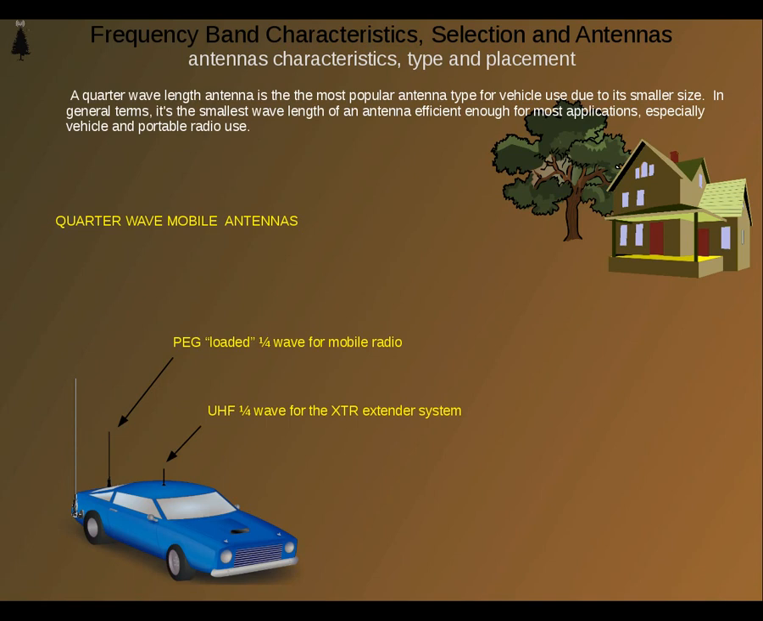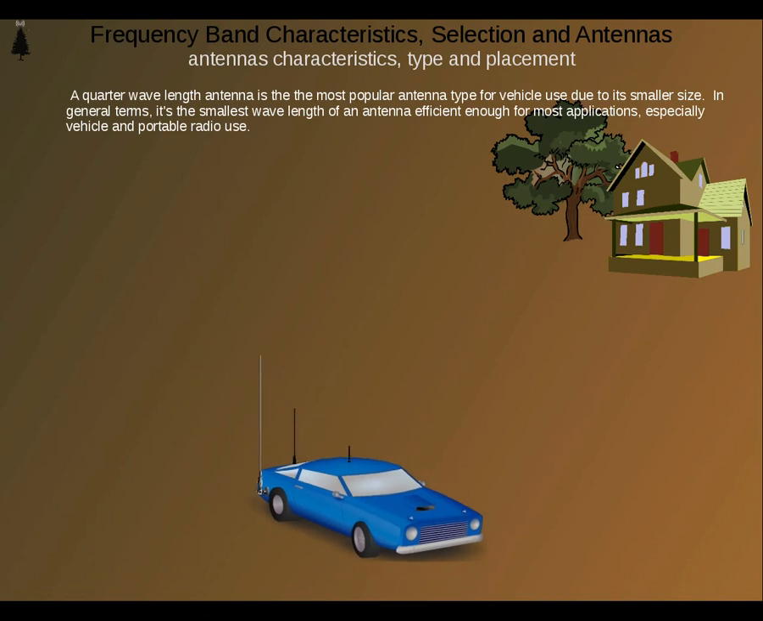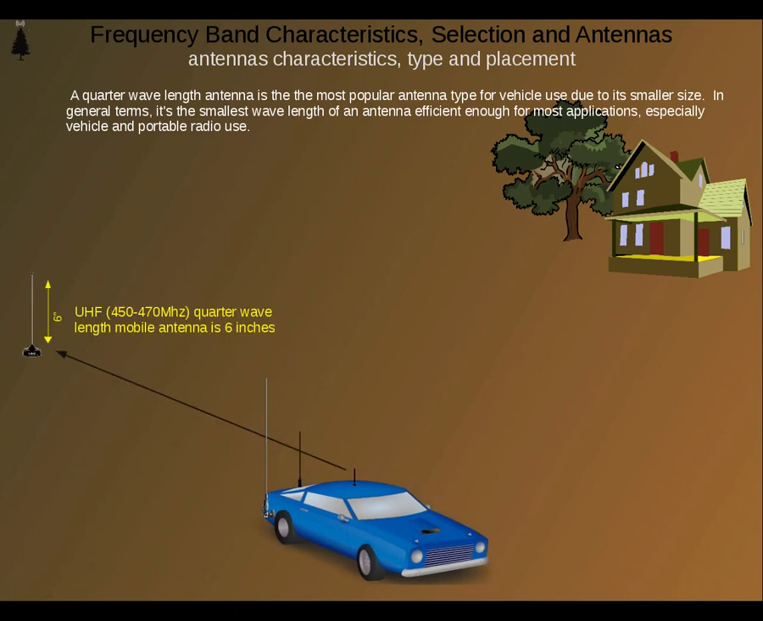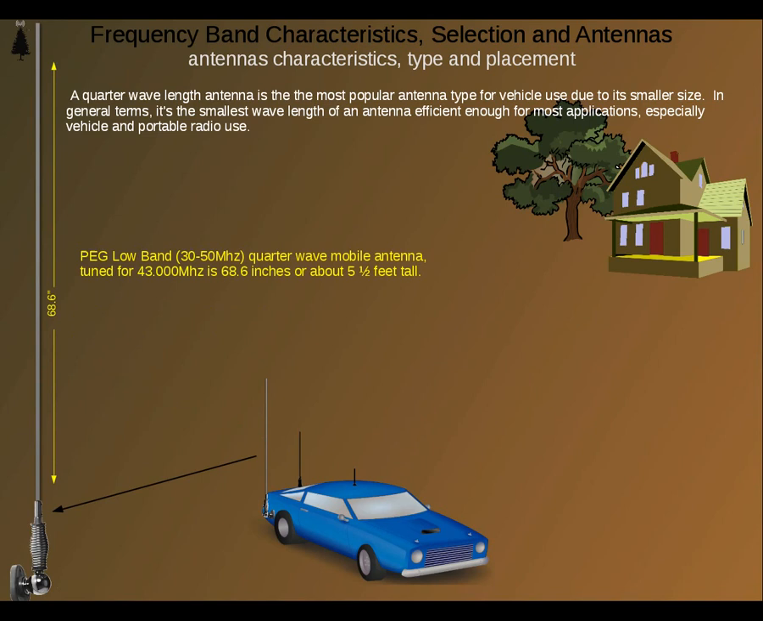A quarter-wavelength antenna is the most popular antenna type for vehicle use due to its smaller size. In general terms, it's the smallest wavelength antenna efficient enough for most applications, especially vehicle and portable use. A quarter-wavelength antenna for the UHF band is approximately 6 inches. In contrast, the PEG low-band quarter-wave mobile antenna, tuned for 43 MHz, is 68.6 inches, or about 5.5 feet tall.